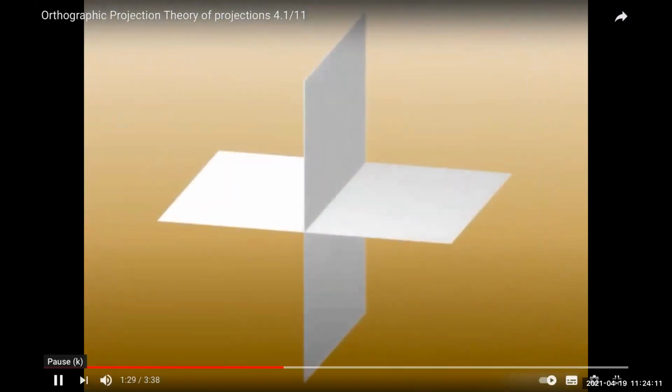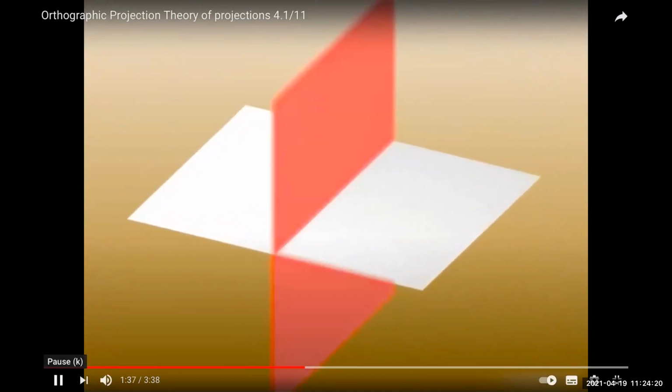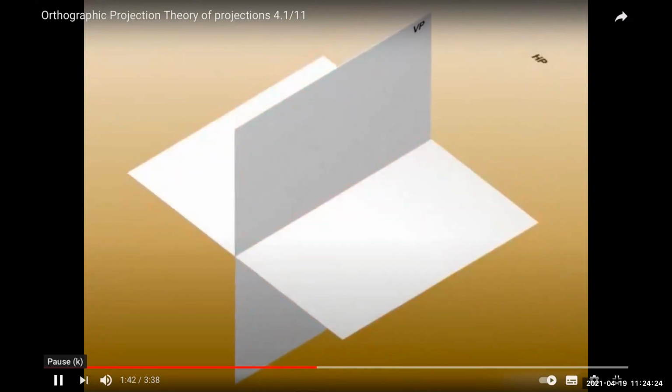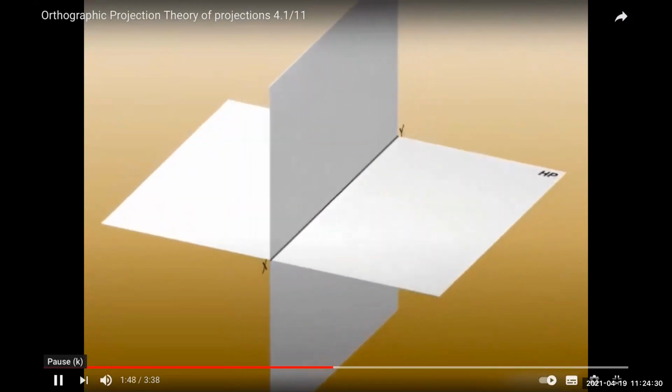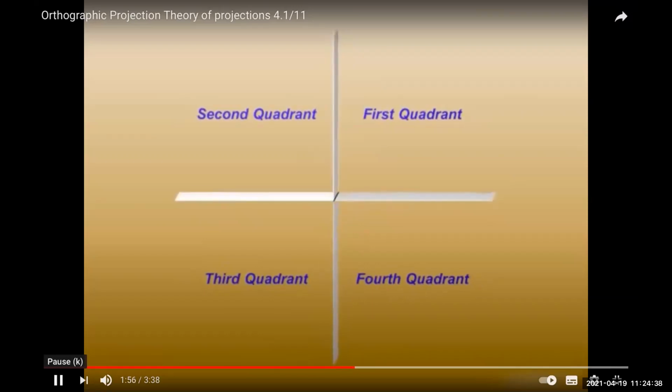Planes of projection are mutually perpendicular planes known as principal or reference planes. One of them is the vertical plane VP and the other one is the horizontal plane HP. The intersecting line XY is the reference line. These intersecting planes create four quadrants named as first, second, third, and fourth in anticlockwise direction.